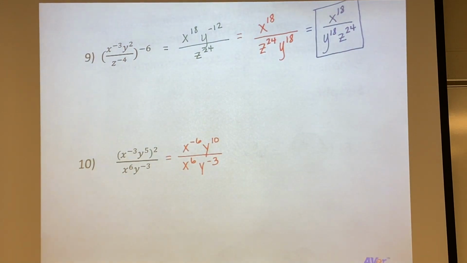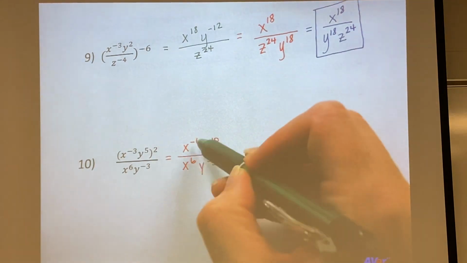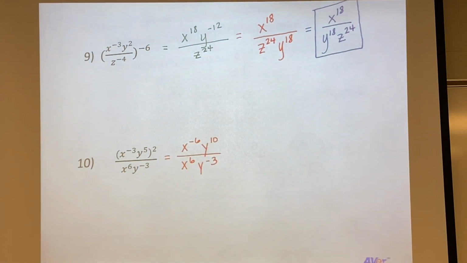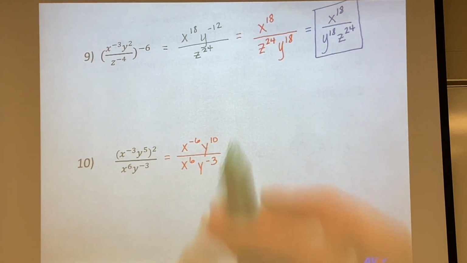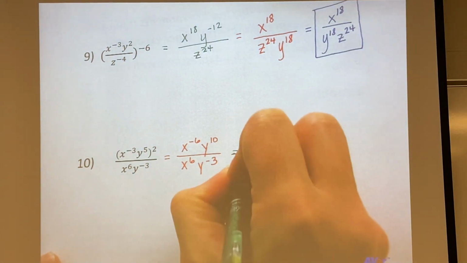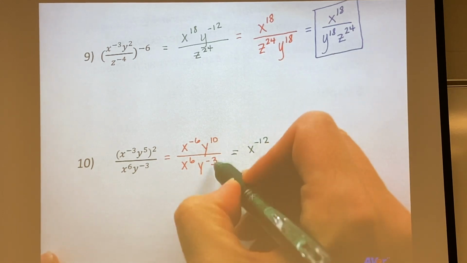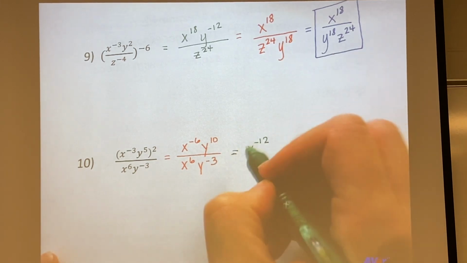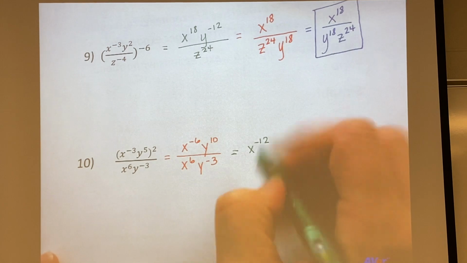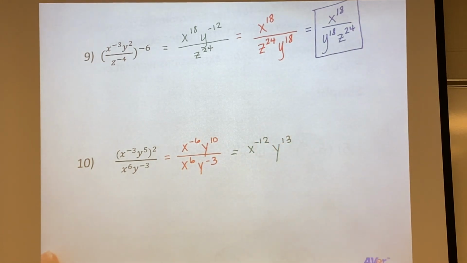So we did our power to a power rule first. Now we need to combine. We're dividing. So dividing means that we are going to subtract. So -6 minus 6 gives us x to the -12th. And again, we're going to subtract here. 10 minus a -3 would really be adding 3. So y to the 13th.